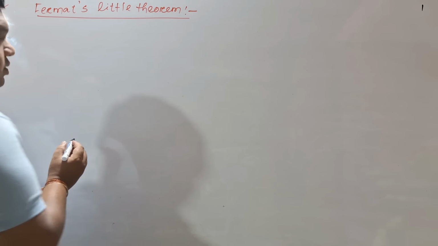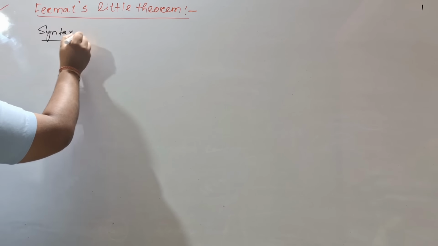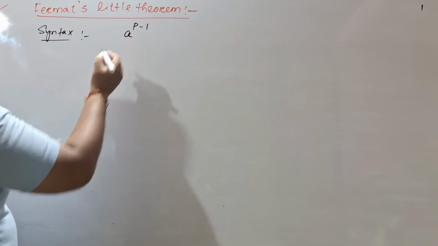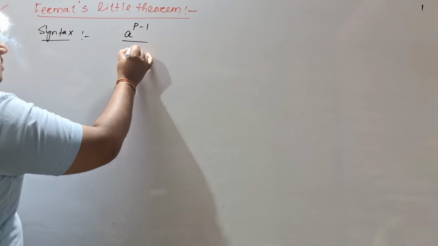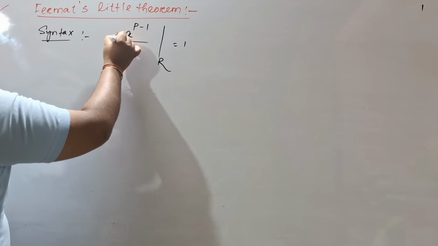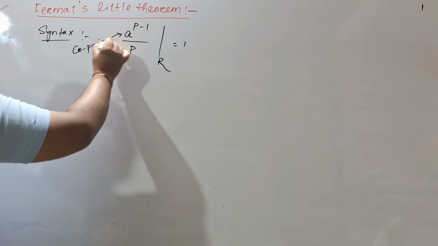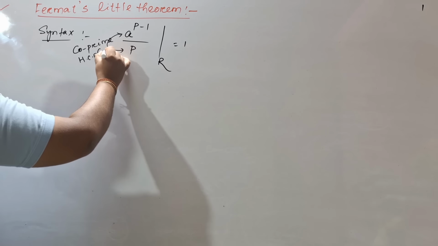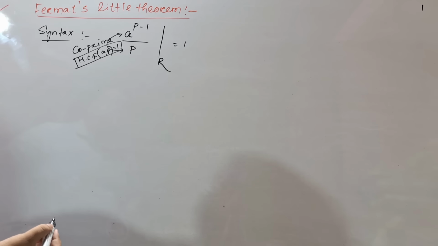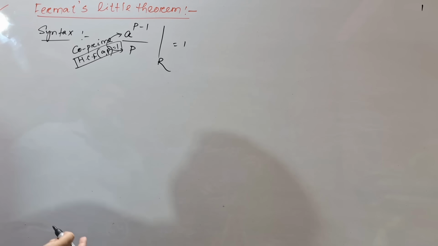So first of all, we discuss about the structure. a to the power p minus 1, where p stands for prime number. When it is divided by p, the remainder is 1. But here condition is a and p must be co-prime with each other, just like Euler's. a and p must be co-prime, means HCF of a comma p is equal to 1. Then I can apply Fermat's little theorem. And answer for this one is remainder is 1.